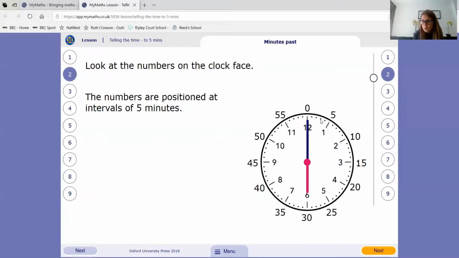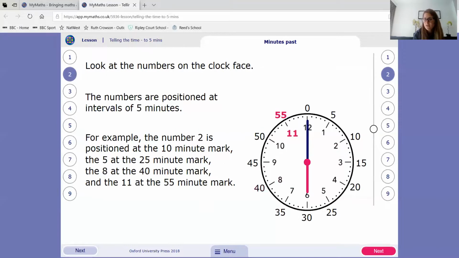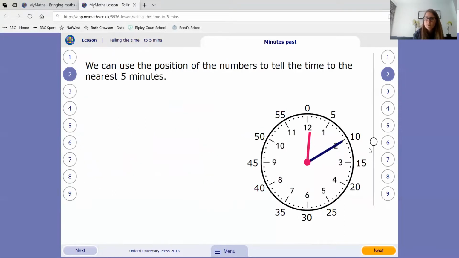1, 2, 3, 4, 5, 6, 7, 8, 9, 10. Okay. And you know your 5 times table. 2 times 5 is 10. 9 times 5 is 45. 11 times 5 is 55. The number 2 is positioned at the 10-minute mark. We know that. The 5 is at the 25. 8 is at the 40. 11 is 55. So we can use these numbers to tell us what the time is.